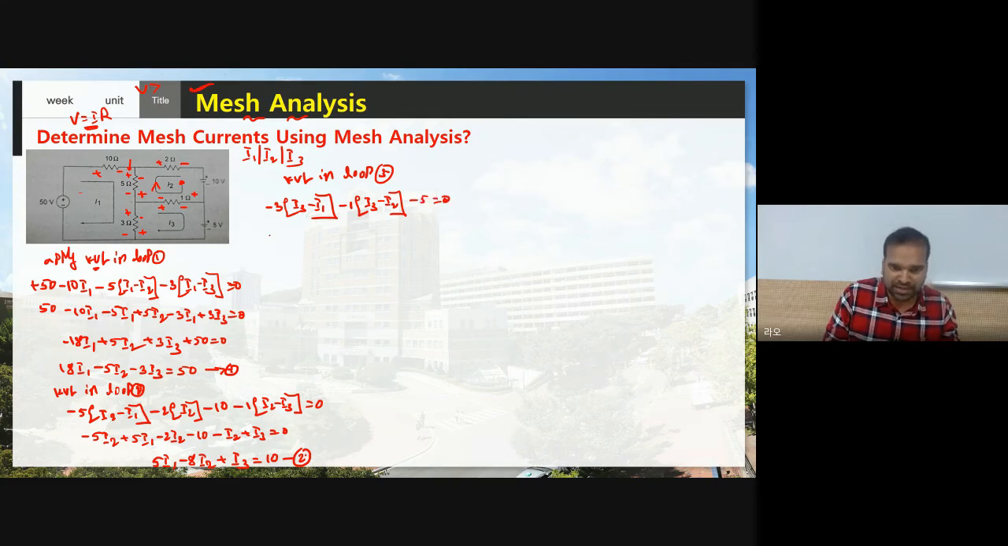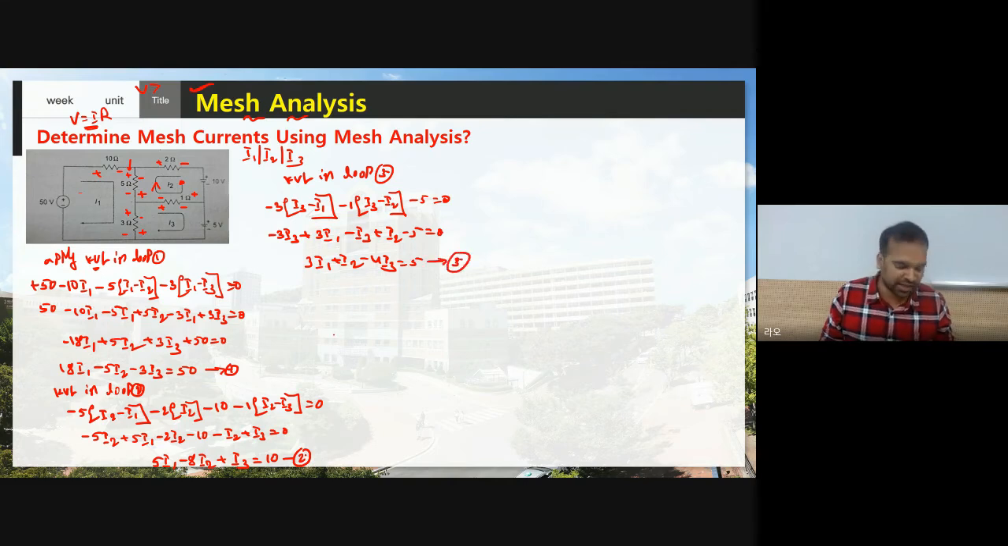Therefore if you multiply inside: minus 3 I3 plus 3 I1 and minus I3 plus I2 minus 5 equal to 0. Always write I1, I2, I3 and constant values. So 3 I1, and how many I2 terms do we have? Only one, I2, and you have minus 3 and minus 1, therefore minus 4 I3. This minus 5, if it goes to the right hand side, is plus 5. Therefore this is our equation 3. Equation 3 is 3 I1 plus I2 minus 4 I3 equal to 5.